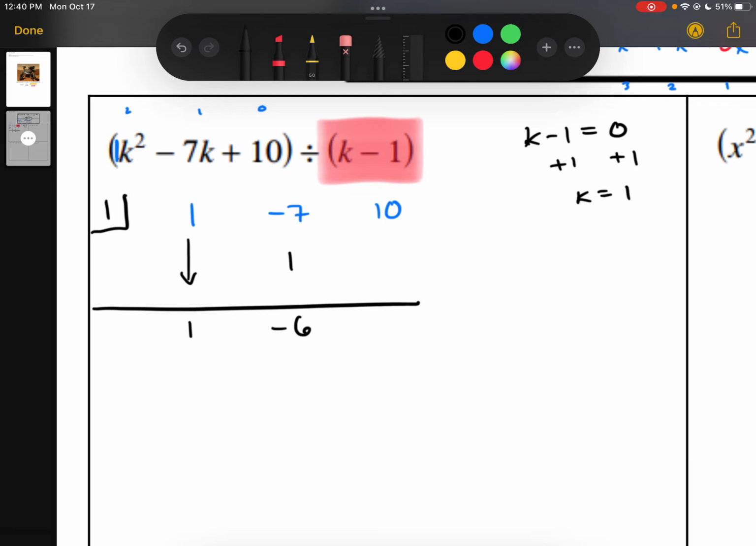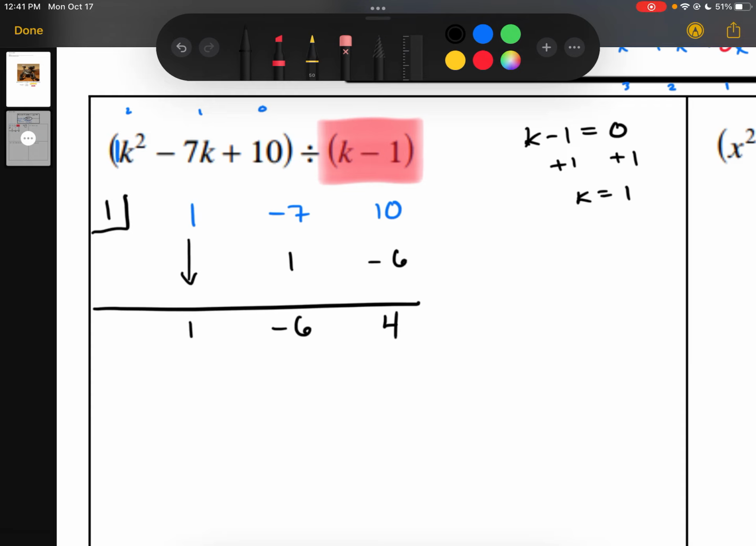As our final step here, again, anything below the line gets multiplied. So multiply negative 6 times 1, and we end up again with negative 6. Anything above we combine. So 10 and negative 6 combine to get 4. So this is an instance where degrees come back to us.